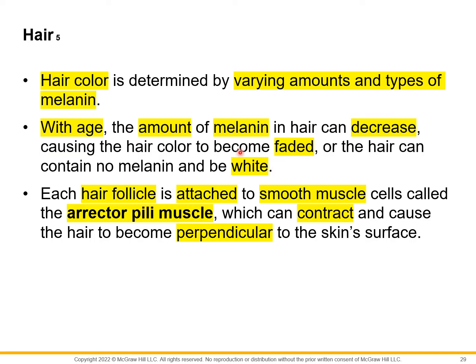Next, hair follicle is attached to smooth muscles. So may smooth muscles daw po, no, sa dermis natin. And ayan po, they are referred to as the arrector pili muscle. So they can contract and cause the hair to become perpendicular to the skin surface. So kung halimbawa tayo ay nilalamig, kung tayo ay natatakot, no, minsan 'di ba, umaangat yung buhok sa skin natin. Again, that happens because of the arrector pili muscle.